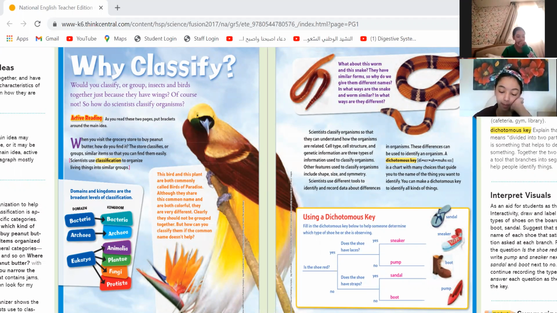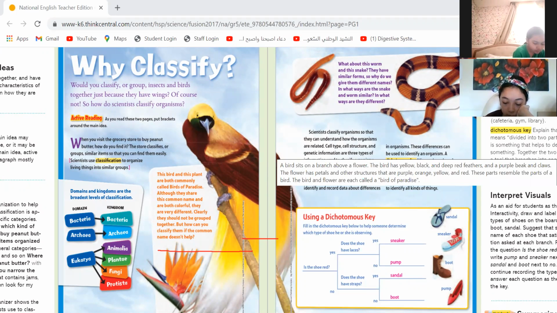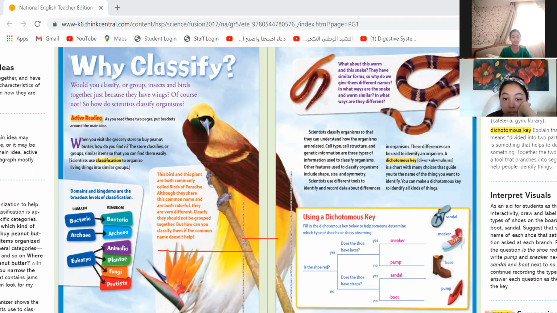Similar groups. What does it mean, similar groups? Things alike or things opposite each other? Things alike. Excellent, excellent. So please underline classification: to organize living things into similar groups. Did you do that? Yes. Okay. Miss, where? See, it's on page 176. Classification, down here.